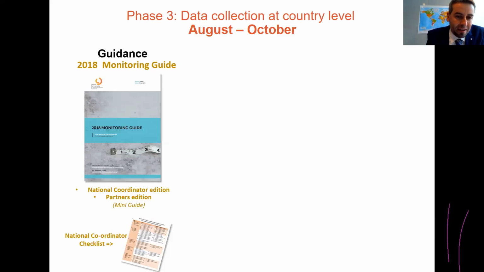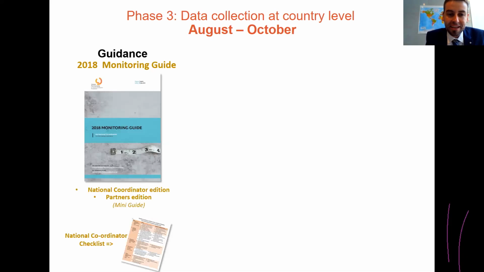We also are preparing a mini guide for your development partners, and that's to save you the time and effort of having to explain to them what the indicators are and how they have to report on them. That's something you can share with them when you share the tool that we will provide for you to collect data from them, which is an Excel file, which is already self-explanatory. I will explain in a minute what it contains.